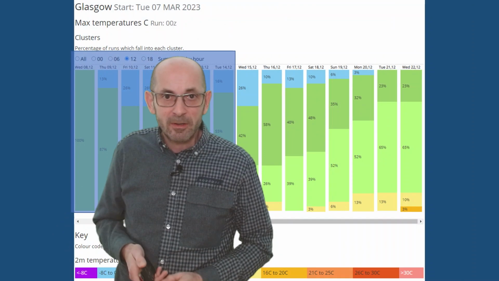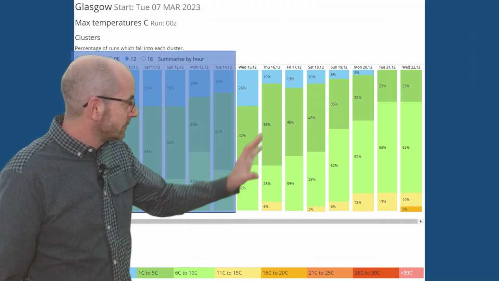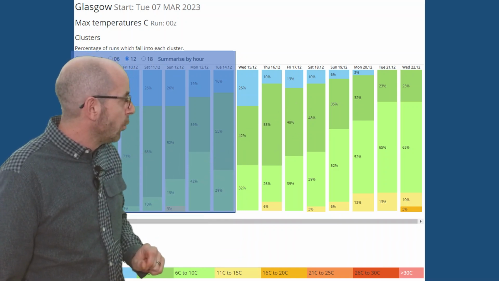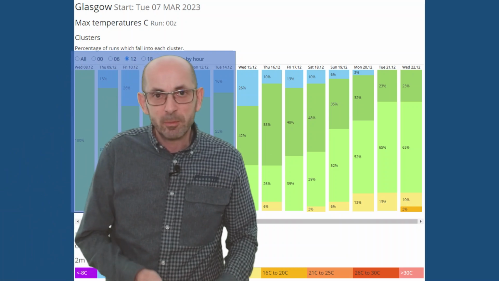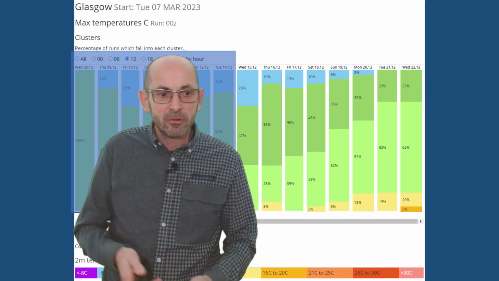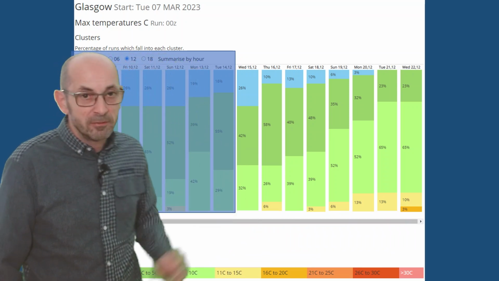The 2 metre temperature data table for Glasgow really just reinforces the message. Dark greens dominating early on, so runs going for between 1 and 5 Celsius, but then through the second half of the second week, the light green becomes dominant. The 6 to 10 Celsius runs, there's even a little bit of yellow and orange towards the end.